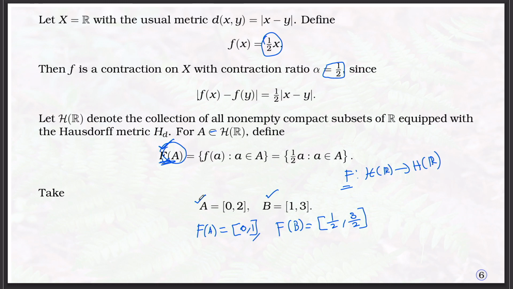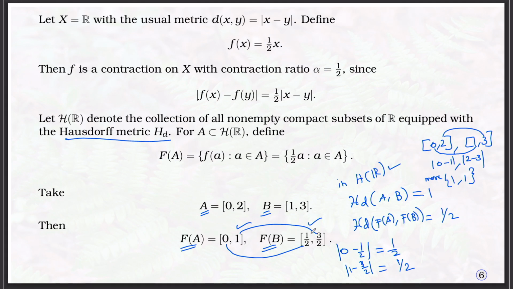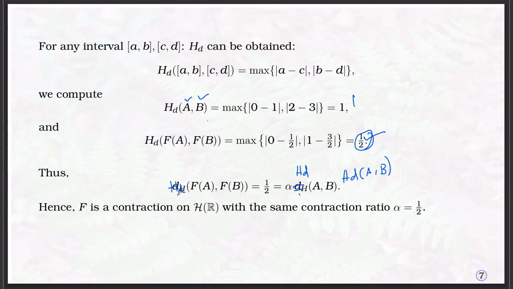Then if you are finding the image of these two under this mapping, one can get these two numbers. Then the distance between A and B is 1, and the distance between f of A and f of B is 1 by 2. So one can arrive at this, and you can conclude that f of A is also a contraction in H of R with the same contraction factor alpha equal to 1 by 2.